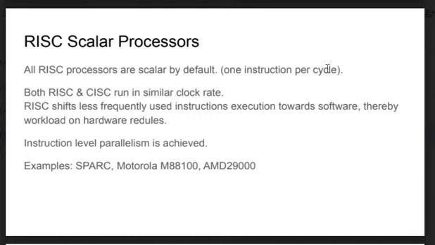Next, the third point about RISC scalar processors is that they shift less frequently used instructions. So that means if we have written a program consisting of 200 lines, in which I have hardly used an instruction called rotate 3 times, that is called less frequently used.